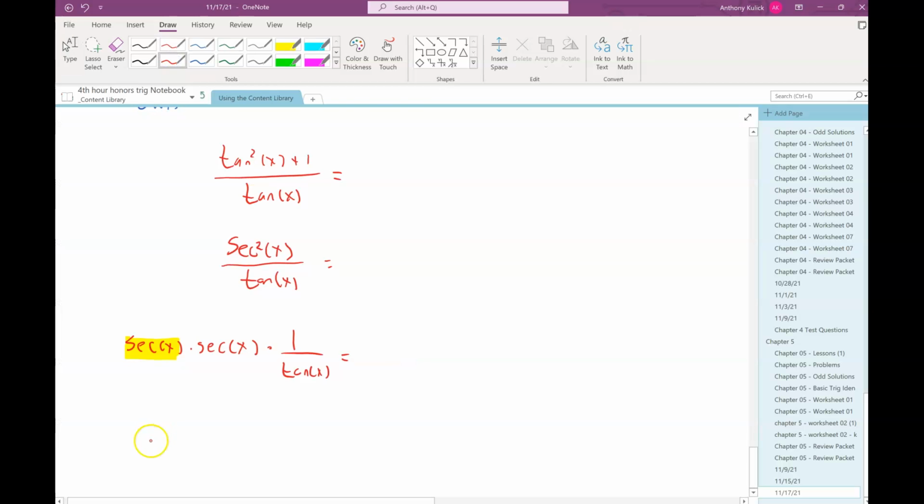Now 1 over tangent I can think of as cotangent. Now I have no more fractions. That's nice, right? Again, my final answer, what I'm shooting towards, has no fraction in it. So this is a positive move in the right direction. Now I know somehow secant and cotangent need to cancel out to give me cosecant, right?